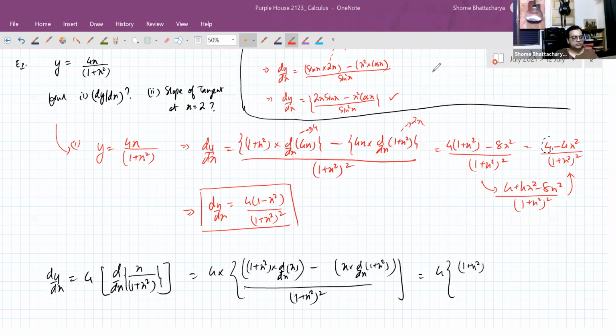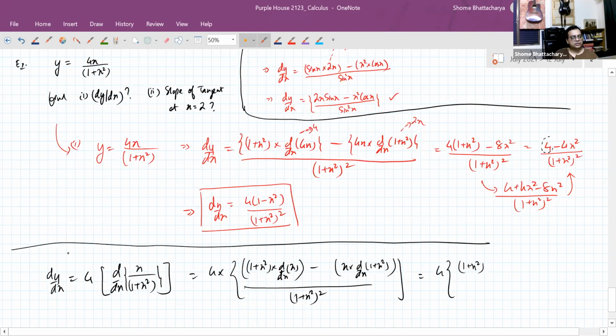Anyway, Rishita and Zanvi, your answers are correct for the second part also. Now I'll just complete this thing I was doing first, then I'll come to the second part's answer. This is an alternate way of doing the same thing, just taking the 4 outside first. So this is 1 plus x square into 1, so that's that much minus x into 2x. So you're getting the same. By taking the 4 outside early on, we're just simplifying the calculation a little bit.